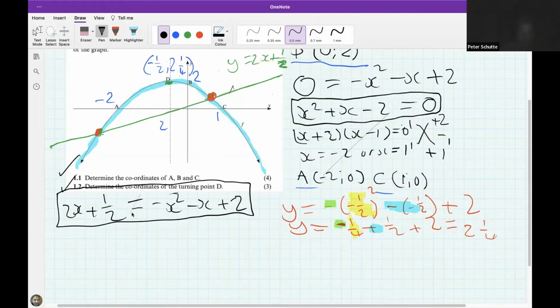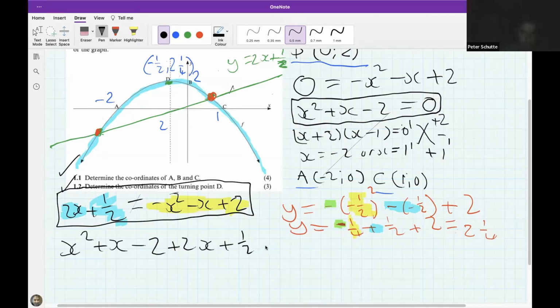So all you would do in order to solve this equation is move these things to the other side. Or, if you like, maybe it's easier to move all of these to one side. So move all the yellow ones across. And if I do that, I'm going to end up with x squared plus x minus 2 plus 2x plus a half.